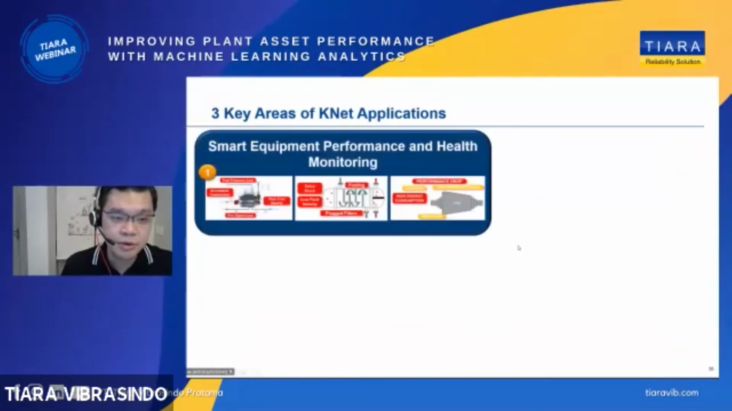Okay, so there are three areas. This slide still hasn't changed the name. Now it's called optics analytics. Previously it was called KNet. So three areas of application. Equipment performance and health monitoring. As you know, early detection of abnormality, automated root cause analysis, automated corrective action.